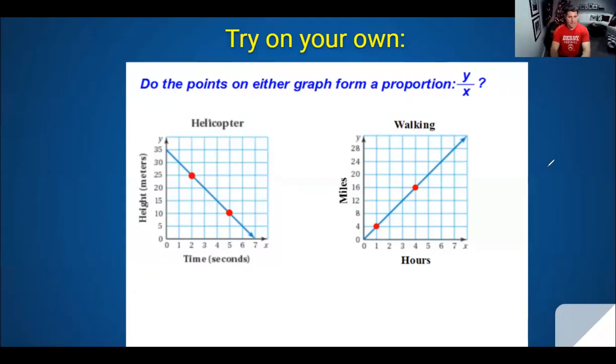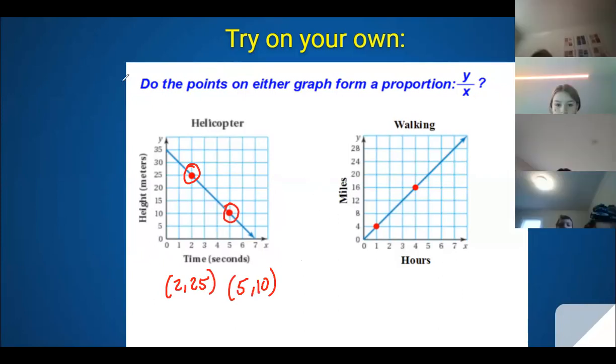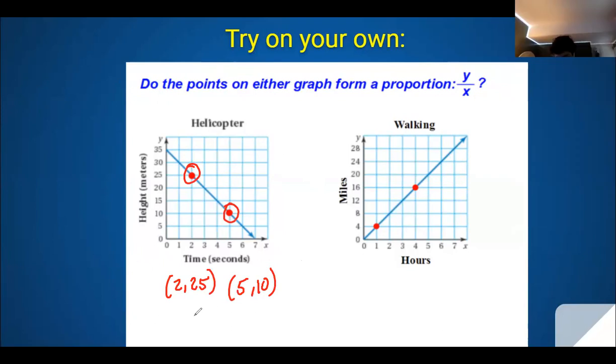All right, welcome back to the big show. This helicopter problem is talking about the height of the helicopter as time goes on in seconds. Looks like we maybe have a helicopter that's landing. The first set of coordinates is (2, 25). So at 2 seconds, the helicopter is 25 meters in the air. And the second set is (5, 10). At 5 seconds, the helicopter is 10 meters in the air. Let's see here. Ian Cook, do these 2 points form a proportion? In other words, is 25 over 2 equal to 10 over 5?